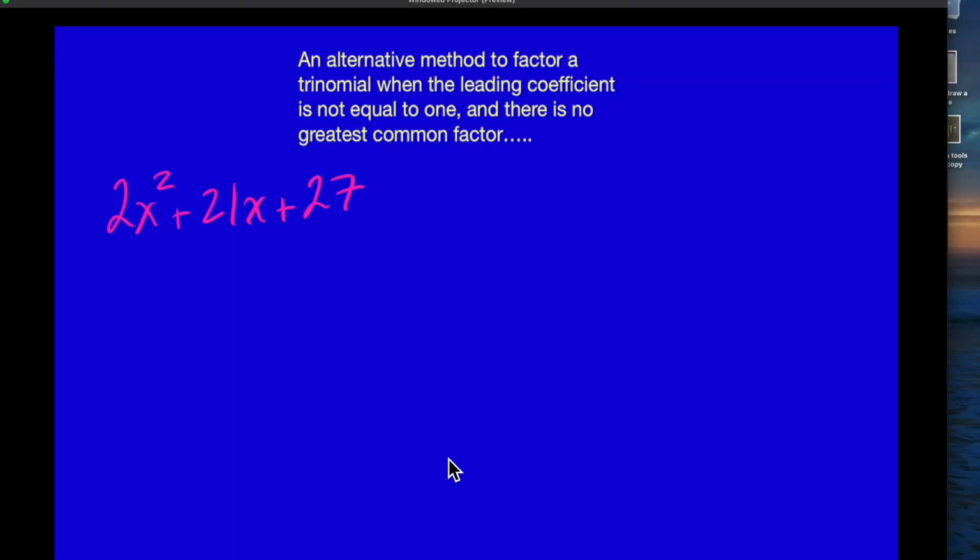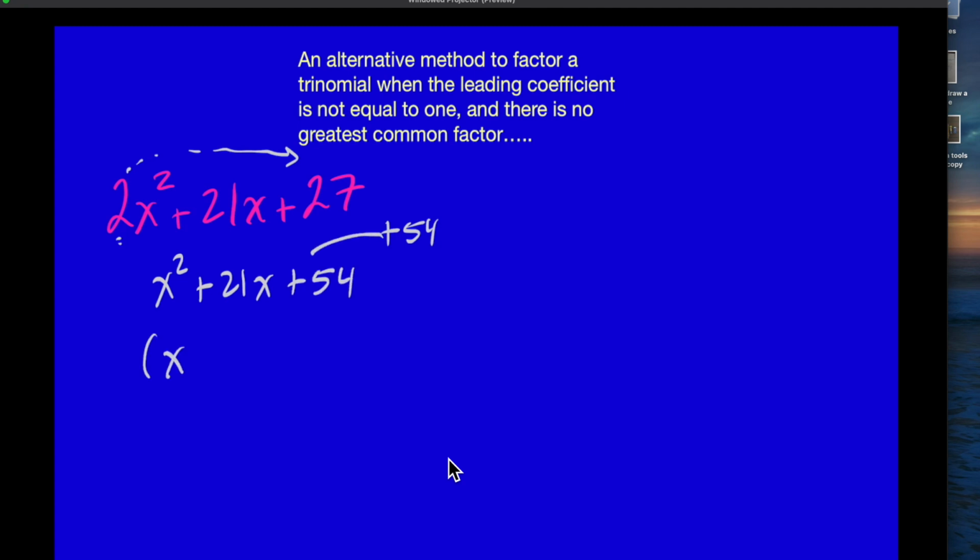In our next example, we're going to take this 2, multiply the positive 27 to get positive 54. Then we're going to leave the 2 out as we rewrite the expression. We're going to bring the positive 54 in. We're now going to go ahead and factor that as x plus 3 and x plus 18. We're now going to reintroduce the 2. We're going to divide that by 2 and this by 2.